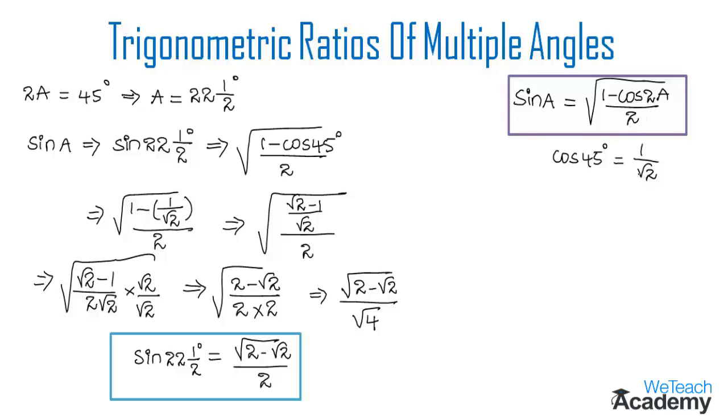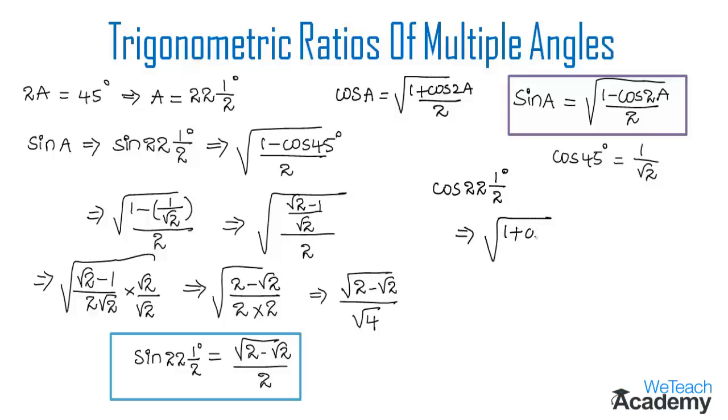Now let us proceed and discuss the value for cos 22.5 degrees, which is in the form of cos A. Using the formula of cos A, which is given by under root (1 plus cos 2A) by 2, we get under root (1 plus cos 2A), which is nothing but cos 45 degrees, divided by 2. Now by substituting the value of cos 45, we get under root (1 plus 1 by root 2) divided by 2. Simplifying, we get under root (root 2 plus 1) divided by both the denominators, that is 2 into root 2.